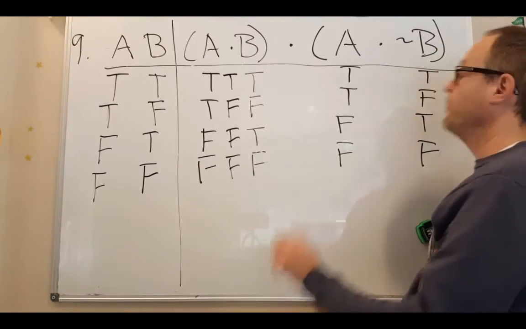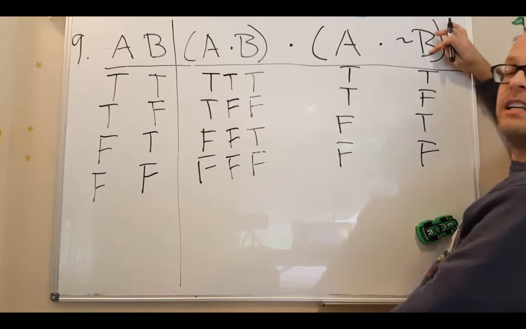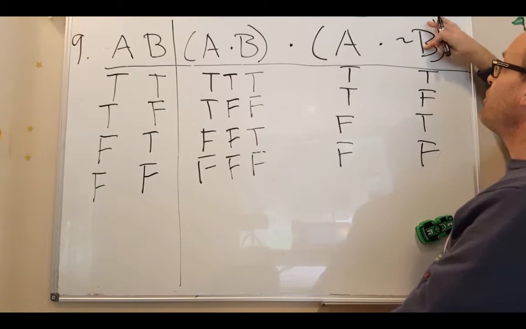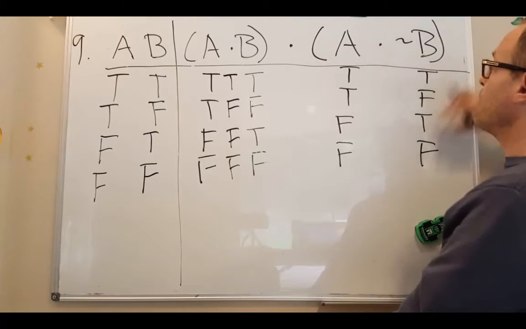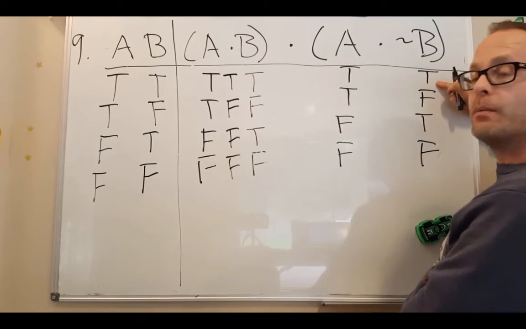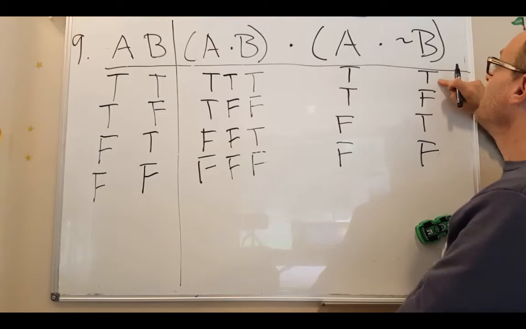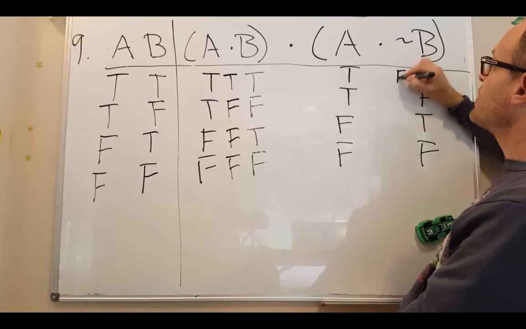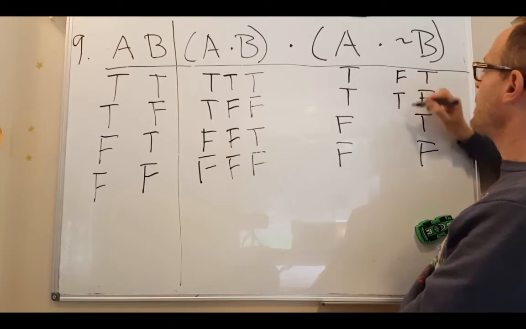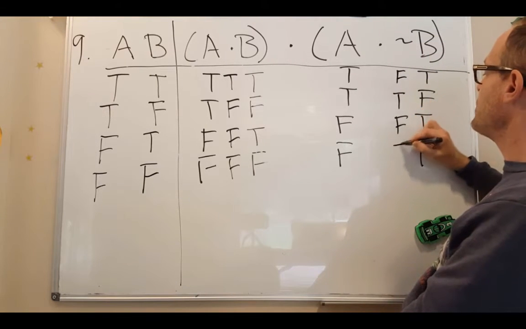But remember, we have an individually negated statement letter. We have to do that first before we can finish the bag. So we go inside the bag and we apply the negation. If a true statement has a negation, then it becomes false. And if a false statement gets negated, it becomes true. So we just flip these babies over.